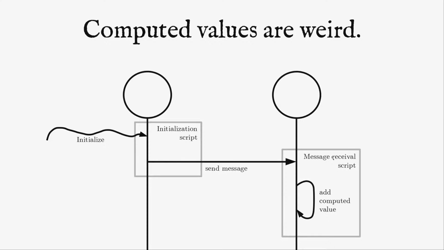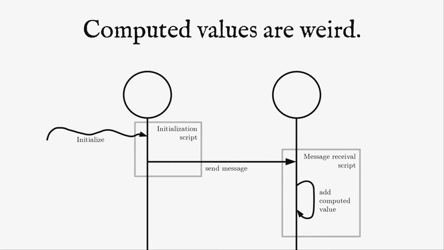Then what the message receival script will do is look at the message, and look at the object that sent it, and decide if the object is basically allowed to say what it's just sent to it. In the case that it does, they will then go with it, and it will add a computed value. If it doesn't, then it doesn't do anything, and we've achieved some form of encapsulation by having the object have the final say.